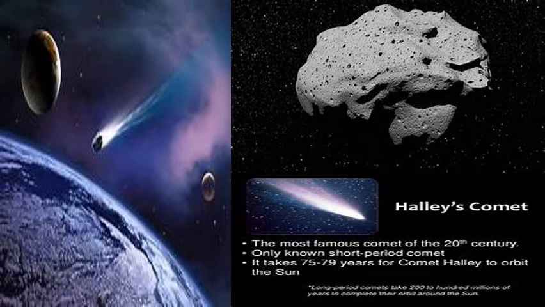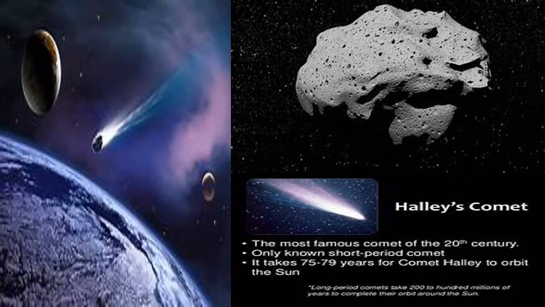Coming towards asteroids. Asteroids are small planet-like heavenly bodies found in the solar system. They are very large pieces of rock floating in space. Most of them are located between Mars and Jupiter, and this region is also known as the asteroid belt.